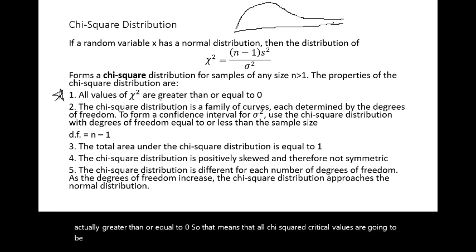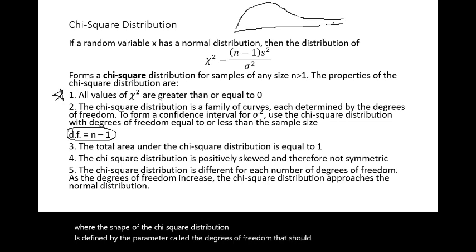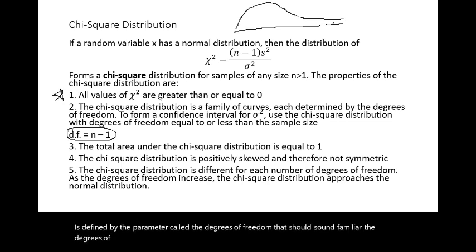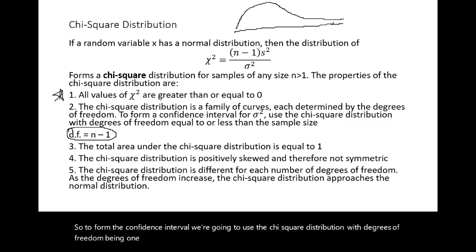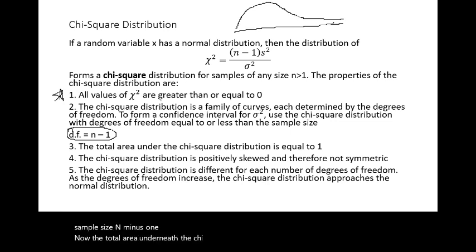And the chi-square distribution is a family of curves, a lot like the t-distribution, where the shape of the chi-square distribution is defined by the parameter called the degrees of freedom. That should sound familiar. The degrees of freedom here, just like with the t-distribution, is going to be the sample size n minus 1. So to form the confidence interval, we're going to use the chi-square distribution with degrees of freedom being 1 less than the sample size. So your degrees of freedom will be the sample size n minus 1. Now the total area underneath the chi-square distribution is equal to 1.